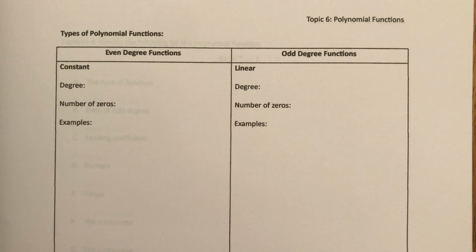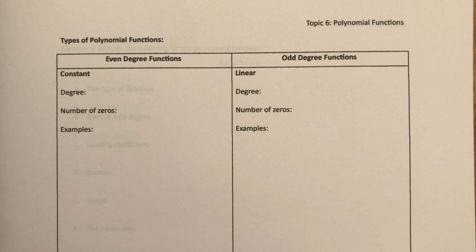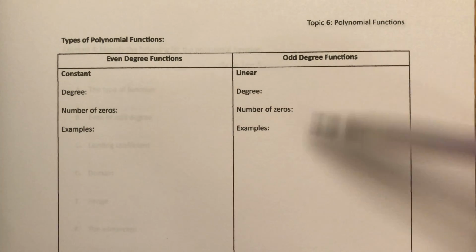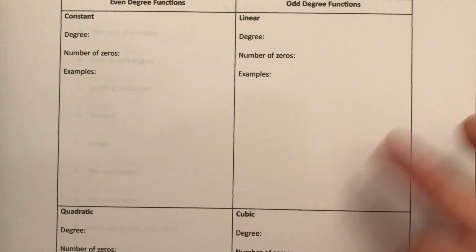So if we look at types of polynomial functions, there's kind of 4 main types that we're going to look at in this class. Okay, so there's even degree functions on the left side, and then odd degree functions on the right side. So there's 2 of each.